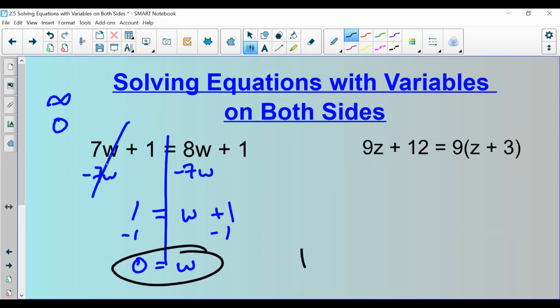We could test 0. If you plug in 0 here, 7 times 0 is 0, plus 1 is 1. If you plug in 0 there, 8 times 0 is 0, plus 1, 1. 0 does work. We're not saying it doesn't have a solution. We're saying 0 is the solution.